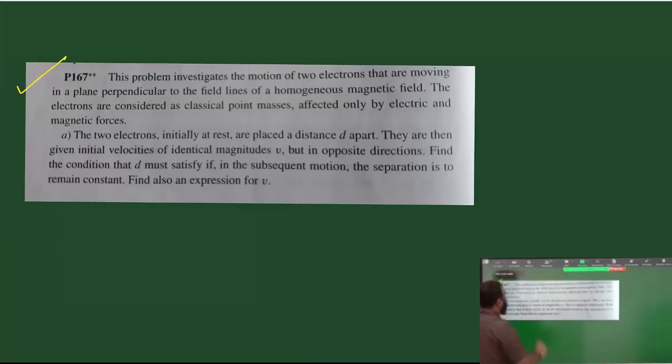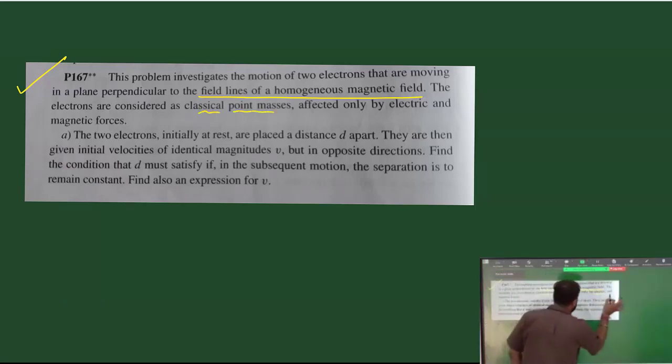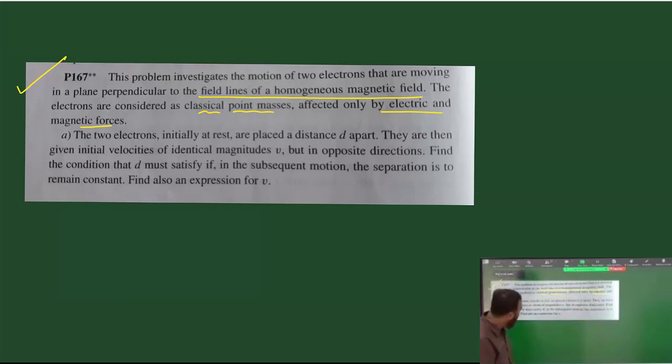The problem says, you can read it, this problem investigates the motion of two electrons that are moving in a plane perpendicular to the field lines of a homogeneous magnetic field. The electrons are considered classical point masses, affected only by electric and magnetic forces. Now, the first part of the question, a standard JEE problem. The two electrons initially at rest are at a distance d. Then they are given initial velocities of identical magnitudes but opposite direction.